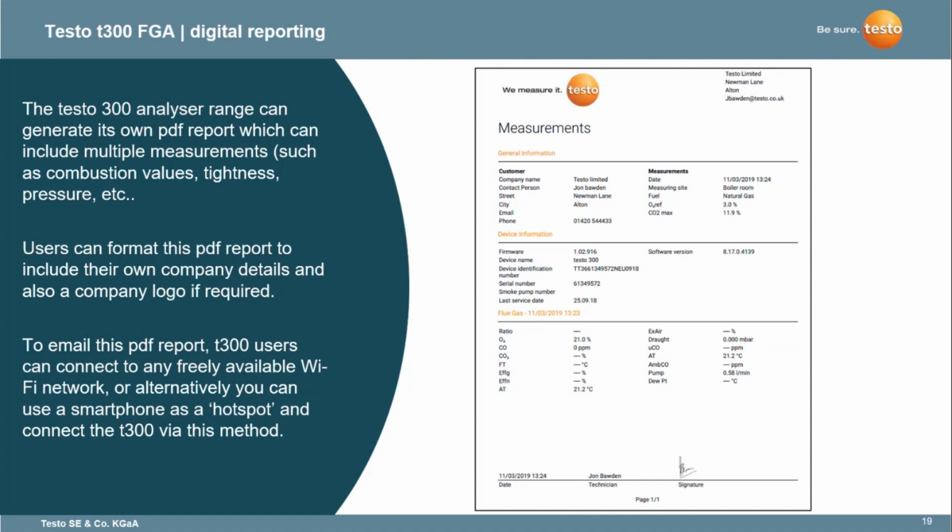But this report is constructed in a PDF format, and so this can either be sent from the instrument directly by connecting it to a Wi-Fi network, or you could use your smartphone as a hotspot. Or with the connectivity to the smart app, you can just request this data straight into the smart app. It bundles it up into the same sort of report, and it's sent direct from the app itself.